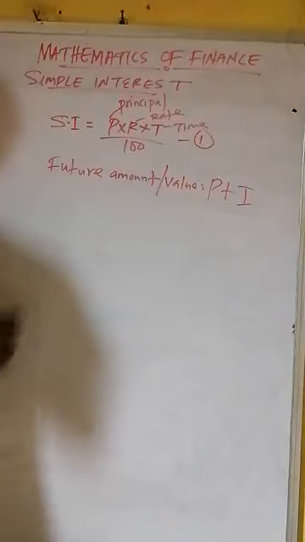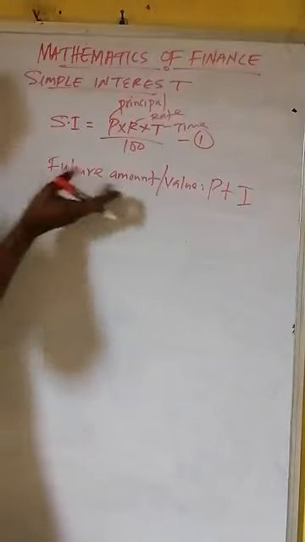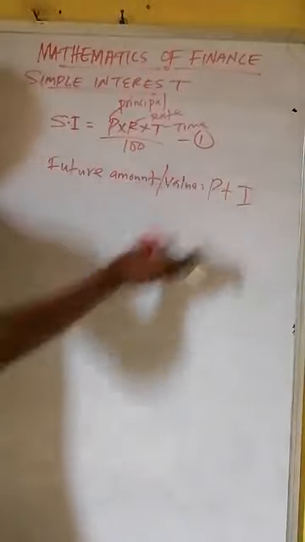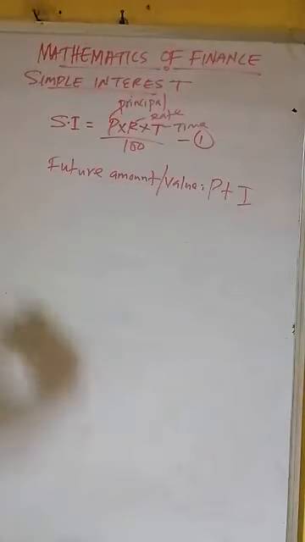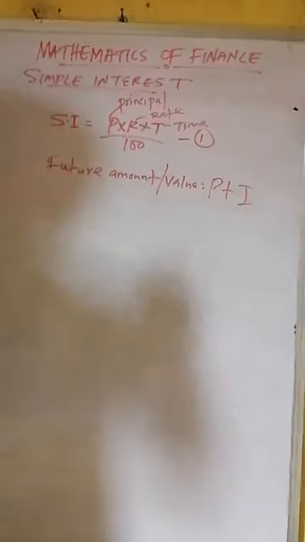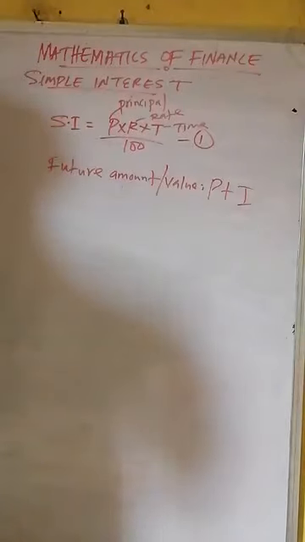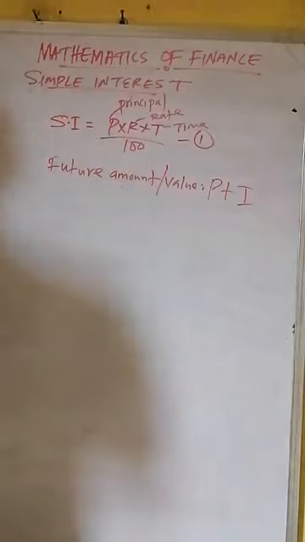So the future value, or future amount, is what? Future value is the principal plus the interest. So it is the interest that you have computed in the first place that you are going to be adding to the principal, to the last principal gotten. Okay.